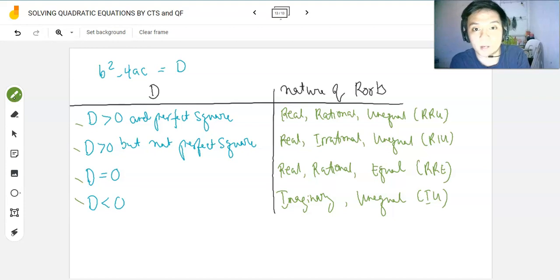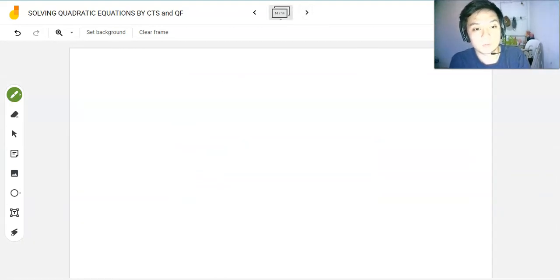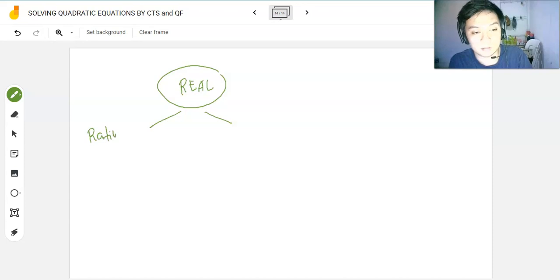O baka naman hindi nyo pa kabisado kung ano ang real, ano rational, ano ang unequal. Diba? We have the set of real numbers na inaral natin ng grade 7. Under the set of real numbers, may dalawang subsets yan. So, may dalawang klase ng real numbers. Either rational or irrational. From the word ratio.